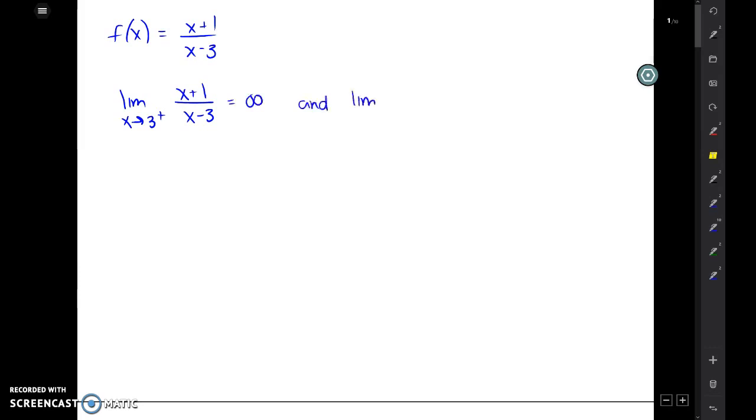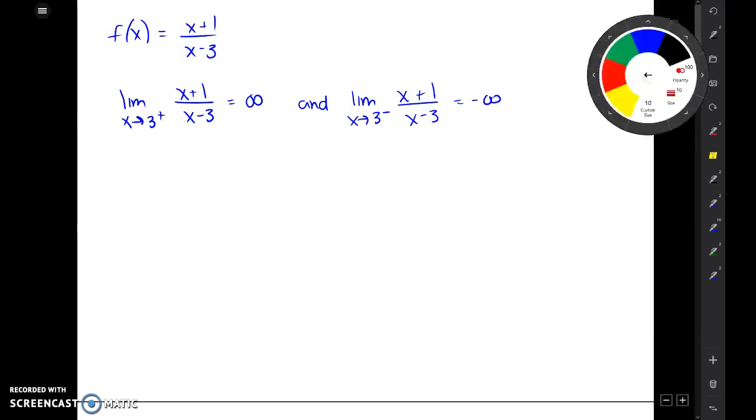And the limit as x approached 3 from the left appeared to be negative infinity. So what I'd like us to investigate is how we could find these versions of infinity without using a table of values or without using a graph.